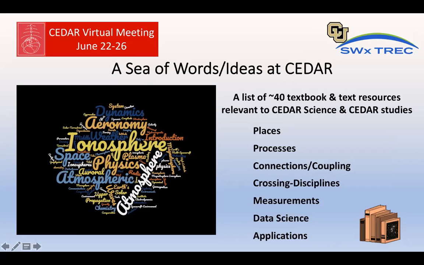So I've decided to try and disaggregate these concepts and ideas that you're going to hear about and present them in an order that at least makes sense to me. About 40 of them. They're textbooks or text resources. Not all of these have end of chapter problems, but many do. And they cover the places and processes that connect regions that CEDAR scientists study. Many of these are cross-disciplinary, and that cross-disciplinarity extends into the types of measurements that CEDAR scientists may want to make, the data science that we need to use to process large data sets, and applications that we might make to different disciplines, including engineering.